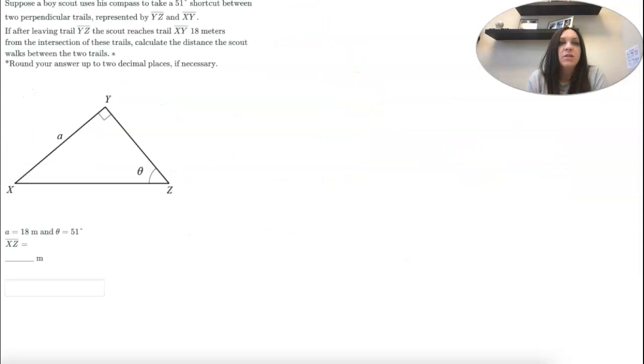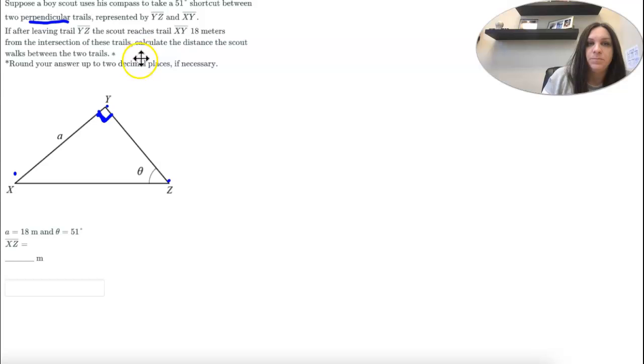Let's look at our next one. Suppose a Boy Scout uses his compass to take a 51-degree shortcut between two perpendicular trails, represented by YZ and XY. So perpendicular means creating a 90-degree angle. So that's the perpendicular part. If after leaving trail YZ, the scout reaches trail XY 18 meters from the intersection of these trails, calculate the distance the scout walks between the two trails.